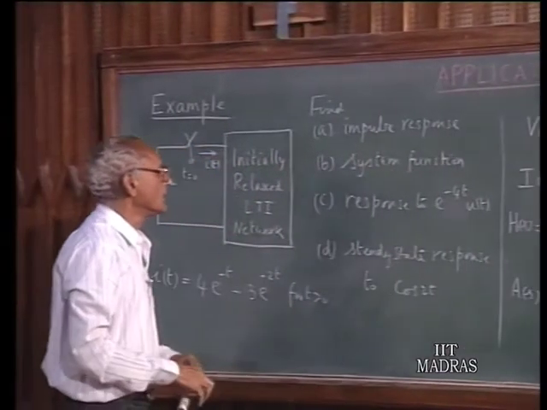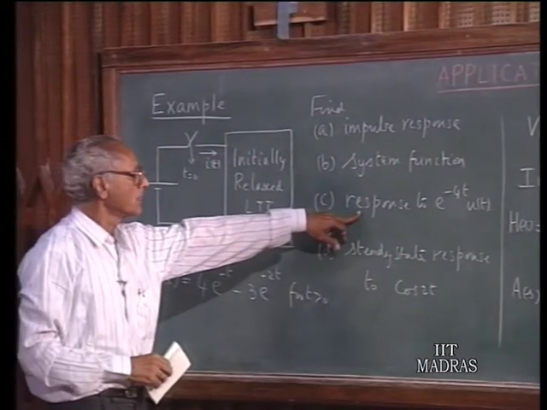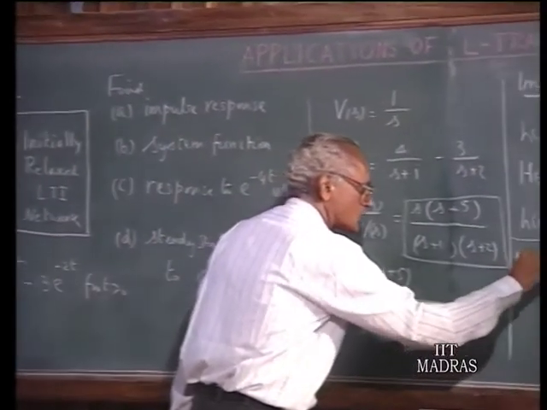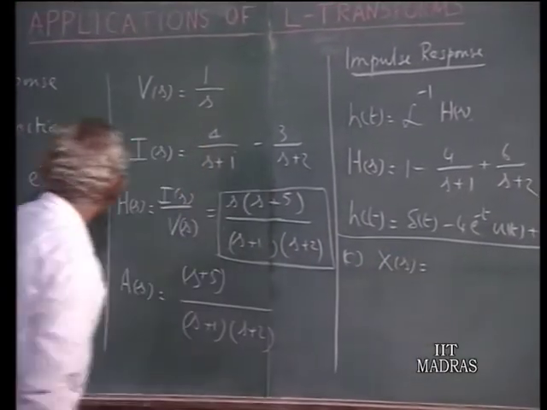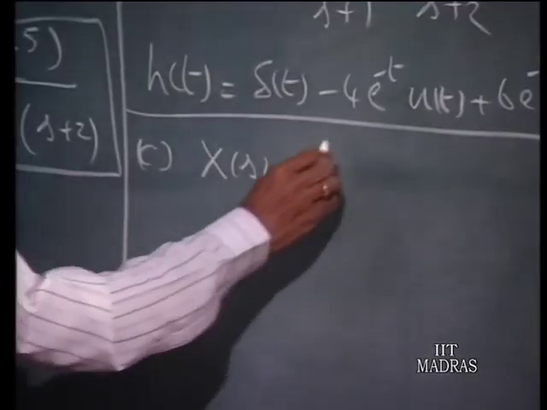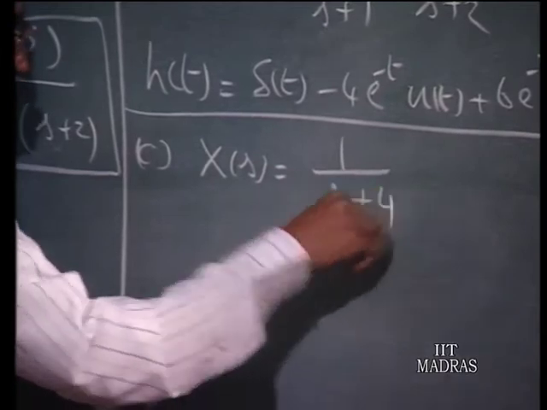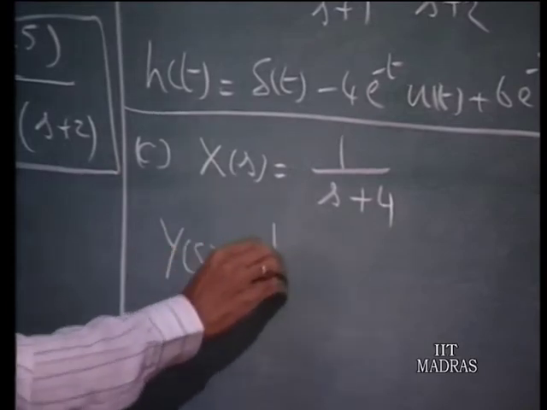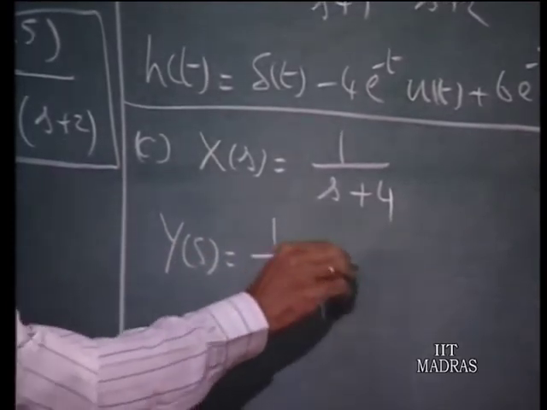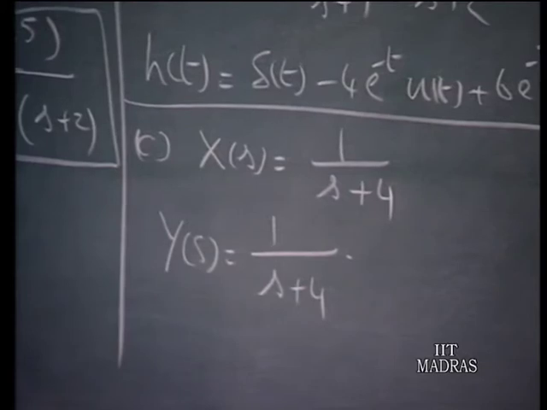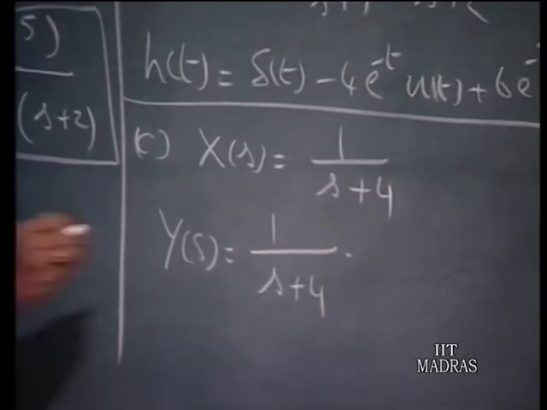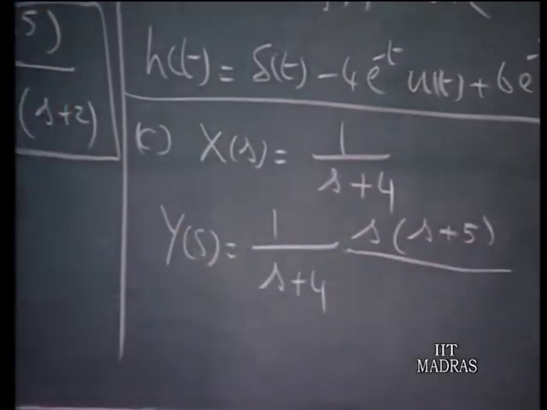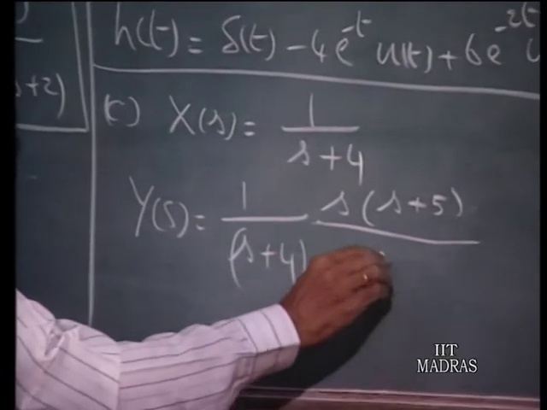Now, the response to e to the power of minus 4t u(t). So X(s), the input e to the power of minus 4t, is 1 over s plus 4. So Y(s) corresponding to this is 1 over s plus 4, that is X(s), times H(s). H(s) is s times s plus 5 divided by s plus 1 times s plus 2.